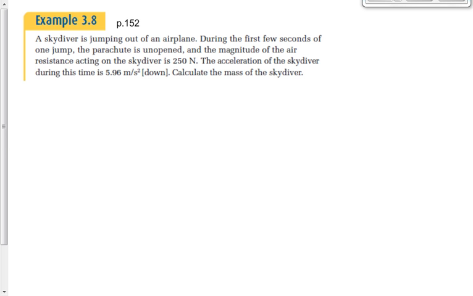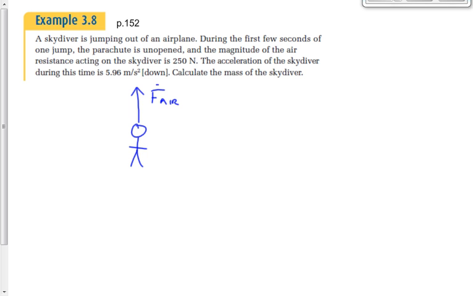3.8 on 152. This is a skydiver. Again, it's not an elevator, but it's kind of like an elevator. We've got a force of gravity pulling down on the skydiver and then a force pushing up, just not the force of the elevator floor pushing up, that's all. The skydiver is jumping out of an airplane. During the first few seconds of one jump, the parachute is unopened. The magnitude of the air resistance acting on the skydiver is 250 newtons.